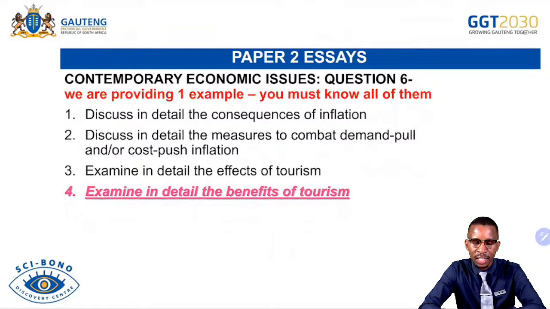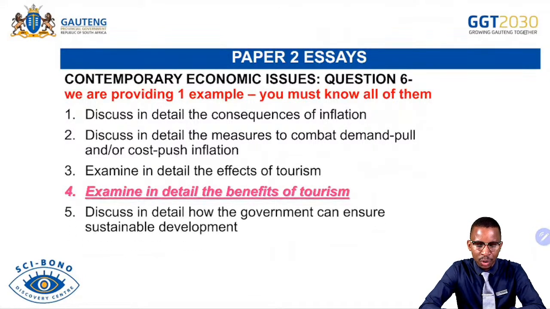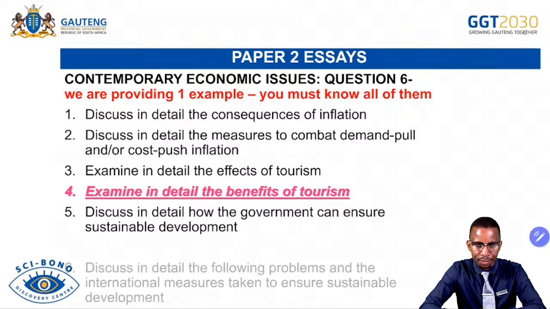You came across this essay in your examination for the prelim paper 2. Discuss in detail how the government can ensure sustainable development. That's why you talk about marketable permits being given, property rights, environmental taxes, environmental subsidies, and then you talk about education, you talk about the command and control policies, etc.